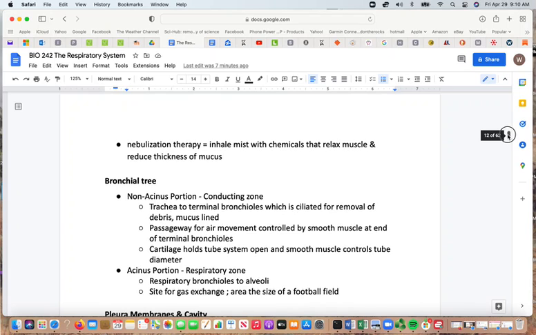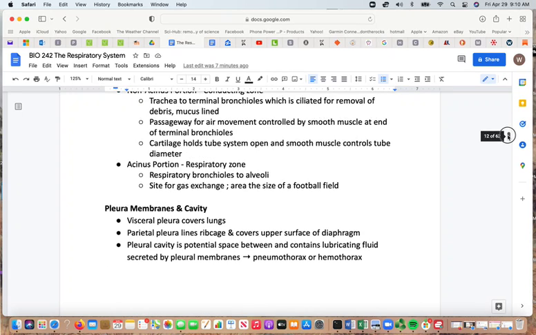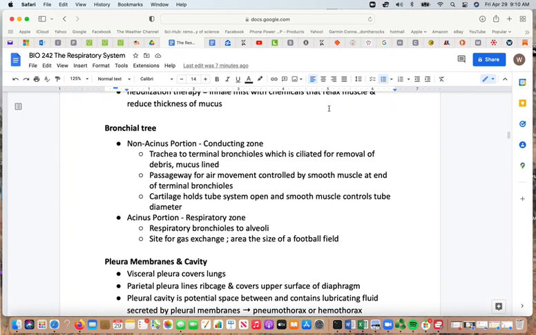So at the bronchial tree, the non-acinous portion is your conducting zone. Here, the trachea is going to go to the terminal bronchioles. They're ciliated to help remove the mucus and debris. It's a passageway for air movement, but it's going to be controlled by smooth muscle at the end of the terminal bronchioles. The tubes are held open with cartilage, and then the smooth muscle will control the tube diameter.